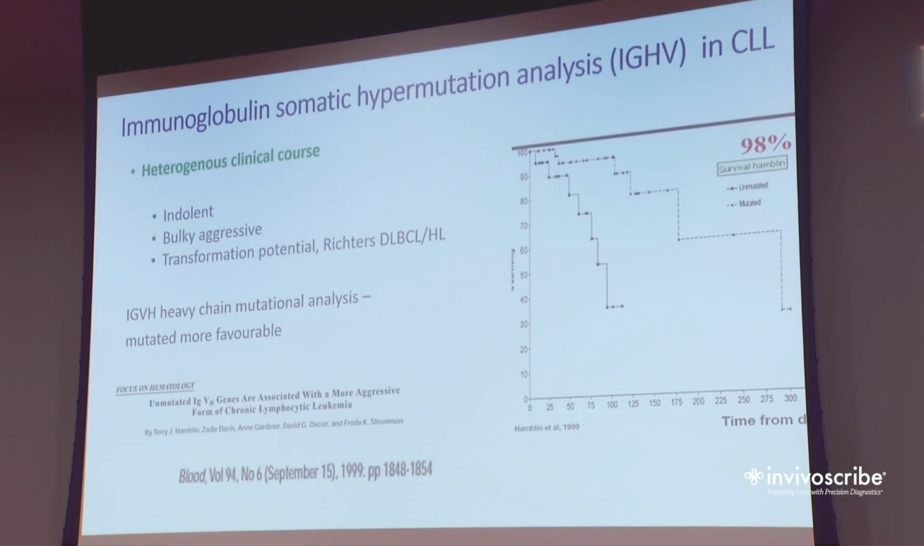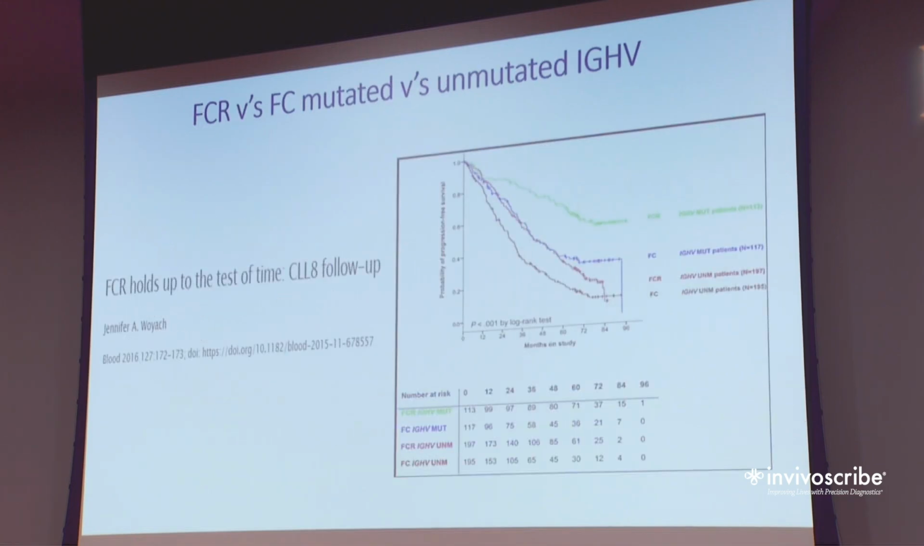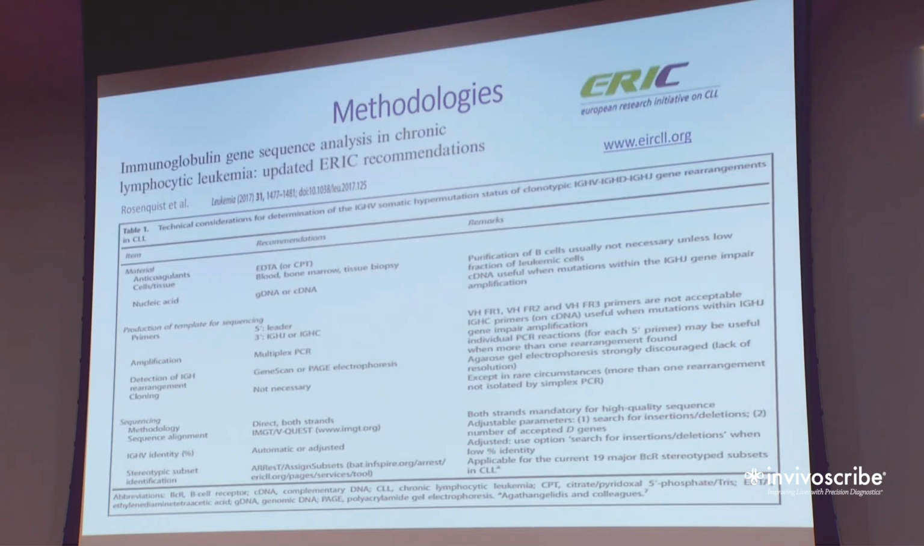Zadie Davis, the lady that wrote this paper with him, is the one that runs the Bournemouth EQA for this as well. So it still holds up today in the CLL follow-up studies with FCR and FC that, again, mutated always do better. Okay. So here are some recommendations that you will find on the European Research CLL website that you can have a look at. And as I said, these will have to be updated again when NGS comes in.